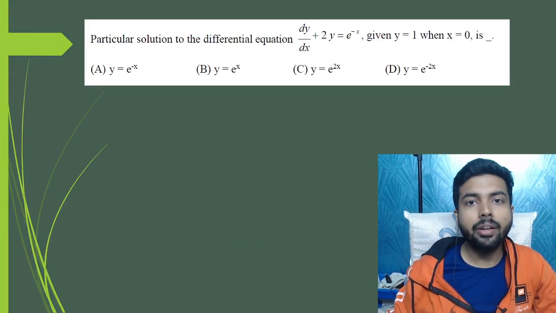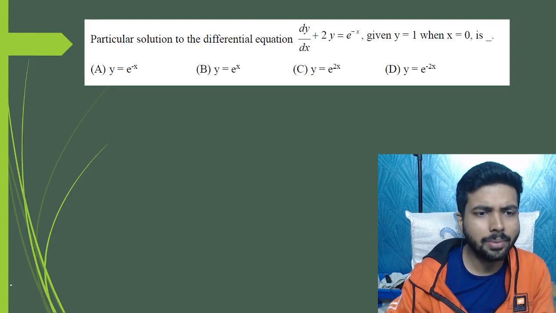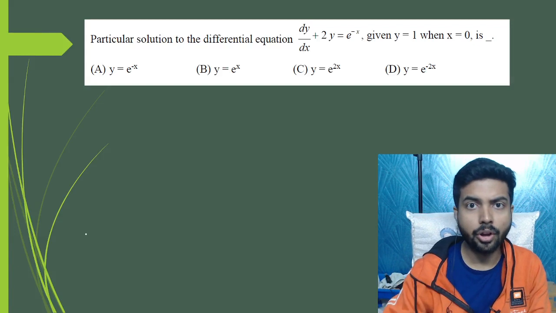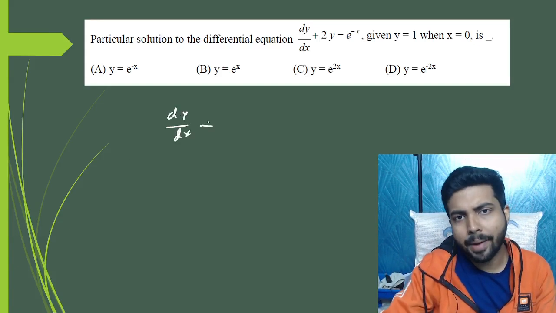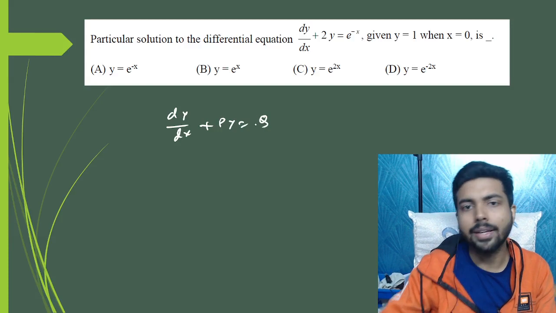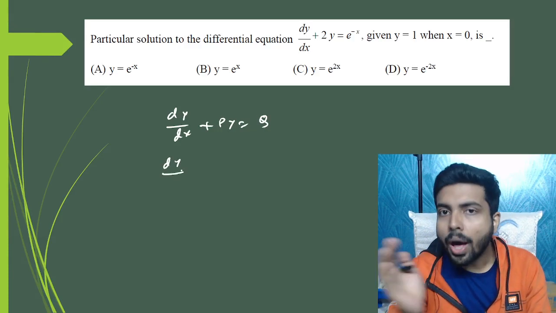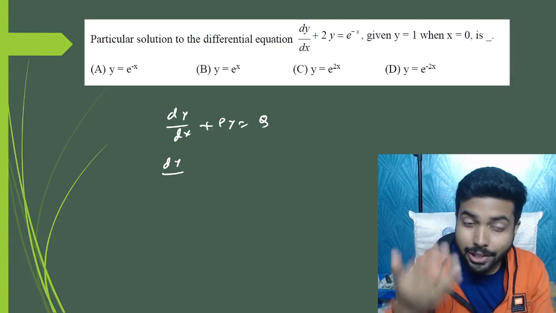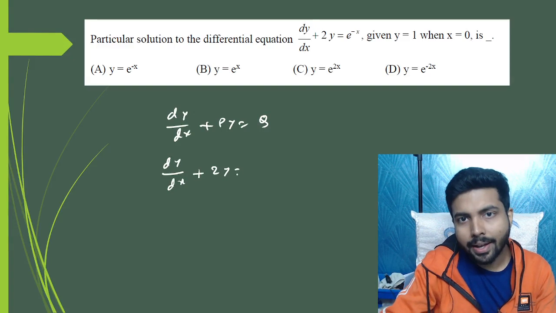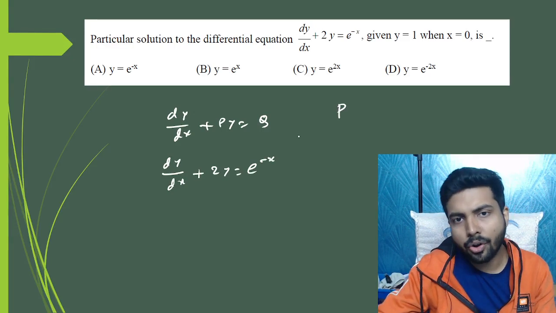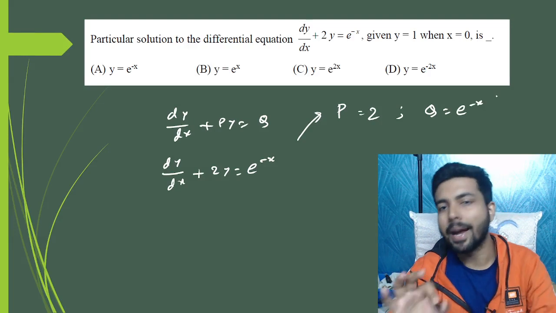Particular solution to the differential equation dy by dx. So it's clear, you can see it's a Leibniz form actually, मतलब linear equation जो है उसी format में. So I think just compare it. dy by dx plus p into y is equal to q. This is the format, where p and q are functions of x or constants, right? इस format में अगर होता है चीज तो clearly you can see from here, if you compare that p is equal to 2 and q is equal to e to the power minus x.